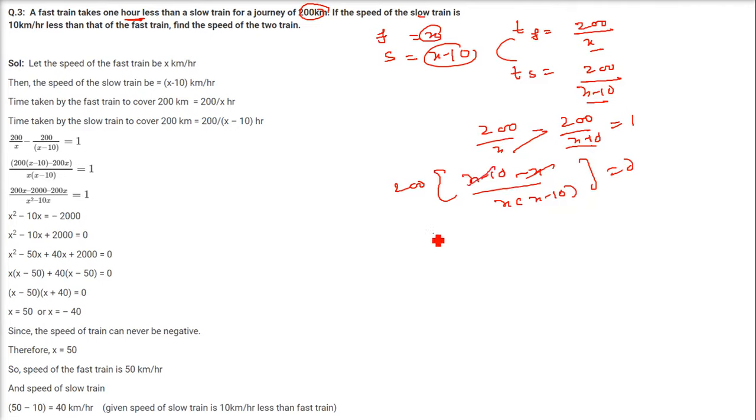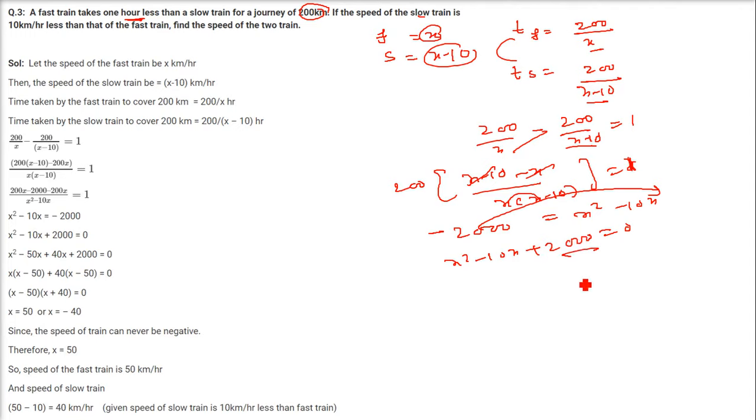x gets cancelled, right? You have minus 10, so it will be minus 2000, and this is 1. Minus 2000, and this will give you x square minus 10x. Now bring this 2000 here. It will be x square minus 10x plus 2000 equal to 0.